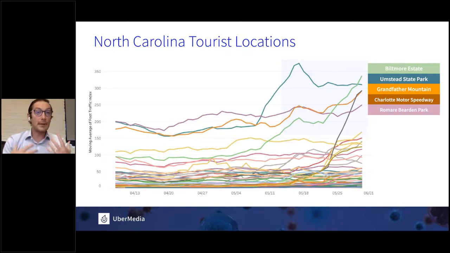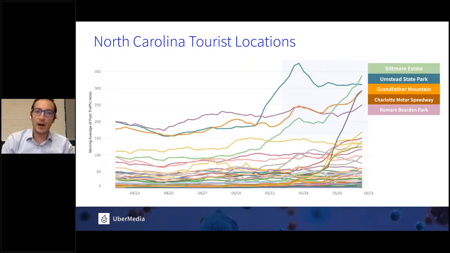Charlotte Motor Speedway, this is something too to be cautious of. We see massive growth, but that's not because fans are in the stands. It's because they're finally holding races, albeit private races, if you will. Public can't go. But obviously that's going to create growth. So no matter what, we're going to see a lot of growth. The question is, do we see this sustained growth over the summer months as places sort of open up more?